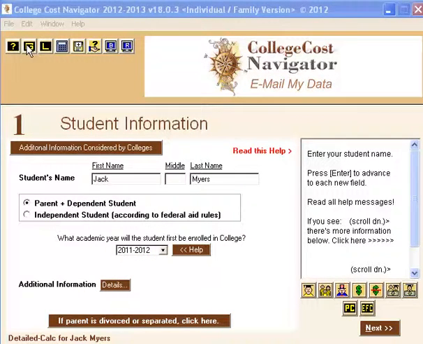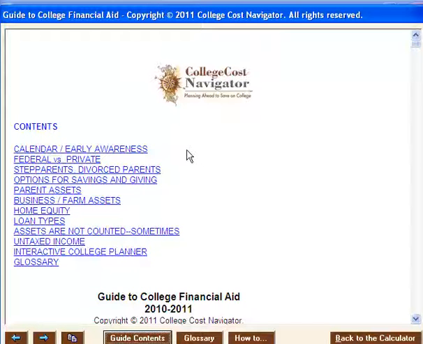This information here is very useful, dealing with all kinds of information about what you should do when, as far as a calendar, early awareness. It explains to you the difference between federal financial aid versus private financial aid, and also has a glossary down here that provides you with all different types of terminology when it comes to college and college planning.